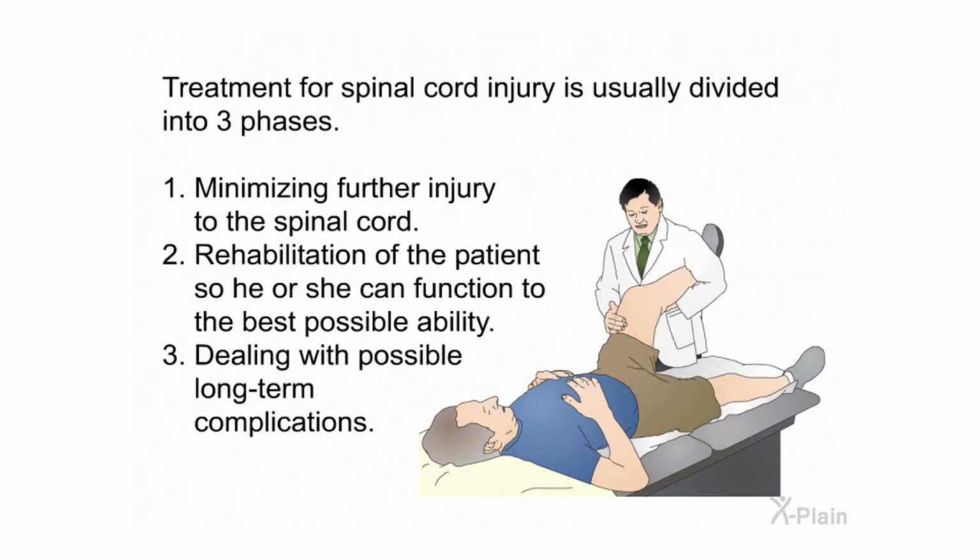Treatment. Treatment for spinal cord injury is usually divided into 3 phases. 1. Minimizing further injury to the spinal cord. 2. Rehabilitation of the patient so he or she can function to the best possible ability. 3. Dealing with possible long-term complications.